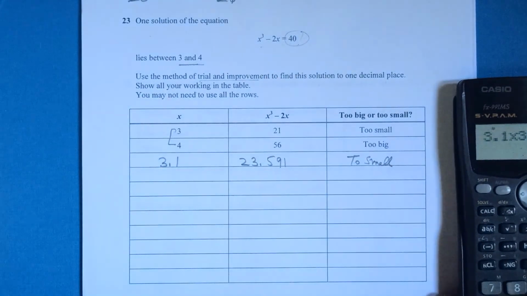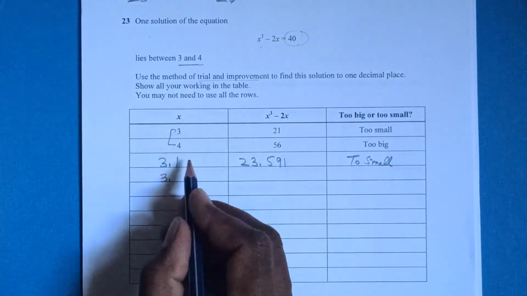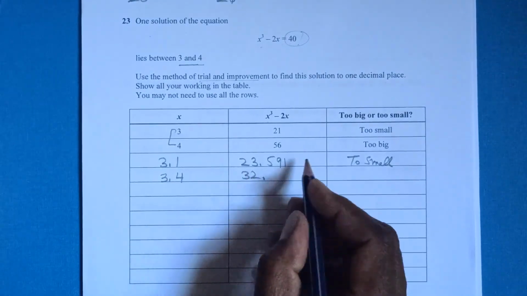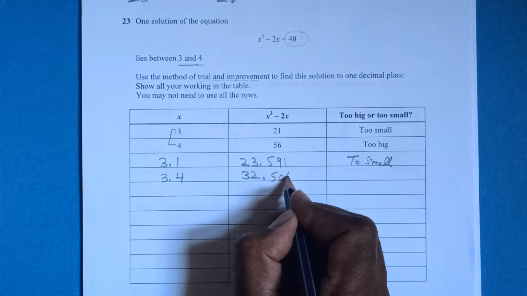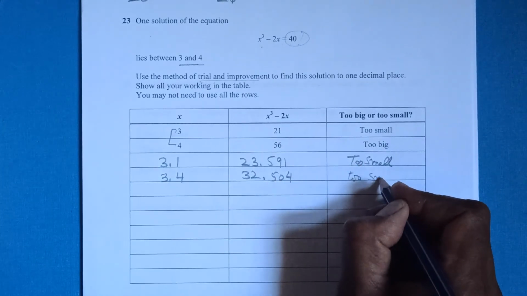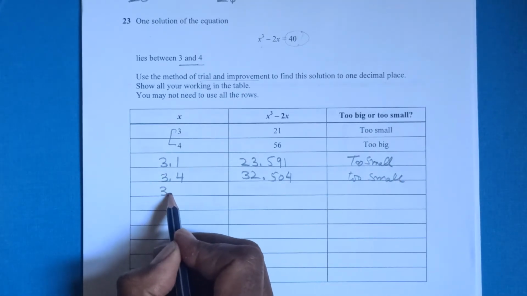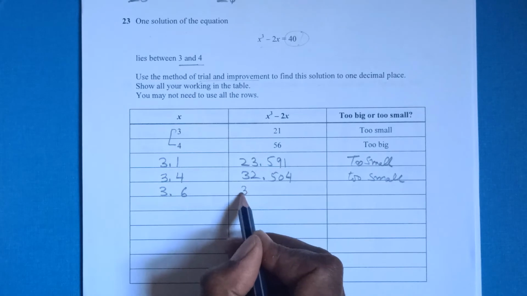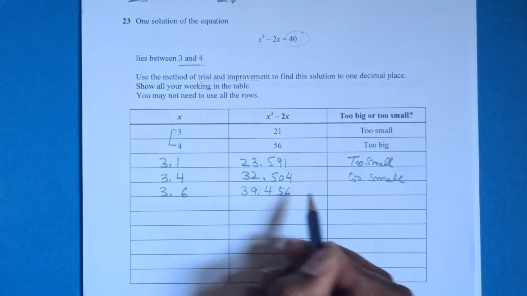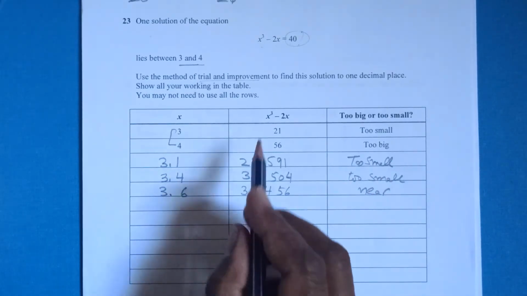Similarly, if you do the other calculations, we can take a little more value, like let's say 4. When you calculate this, it comes out to be 32.504. This is also too small. And then let's take 3.6. It comes out to be 39.456. So this is a bit nearer to 40.